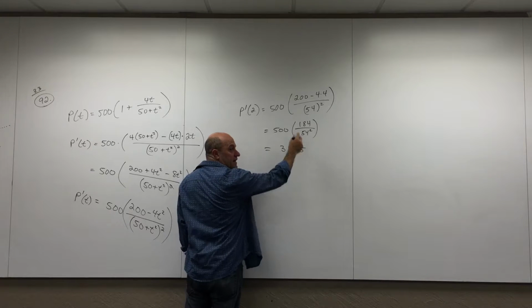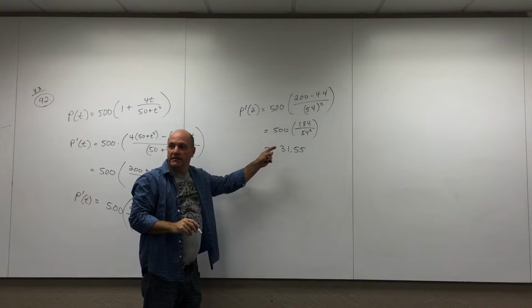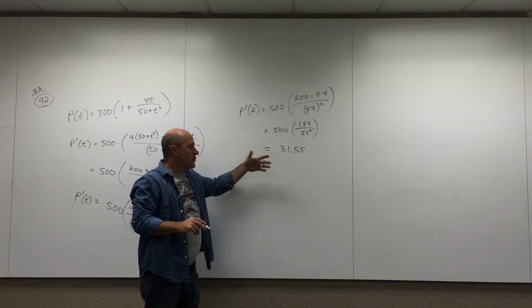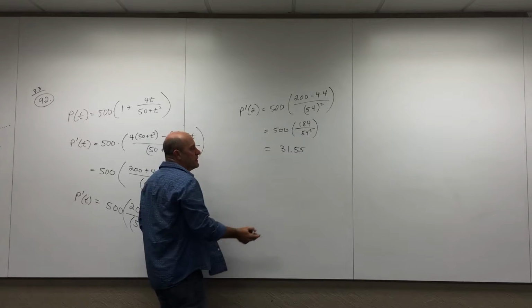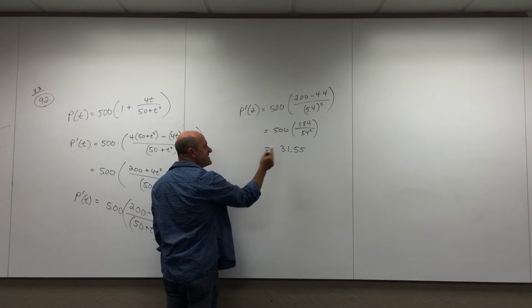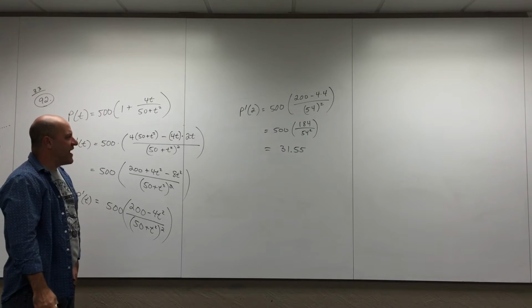31.55. Okay, I'll take that. It is a word problem, so I don't mind rounding it off and making it a decimal, I guess. I could try to keep it exact, but this is good. In a word problem, I don't mind rounding it off. What is this? 31.55 what?